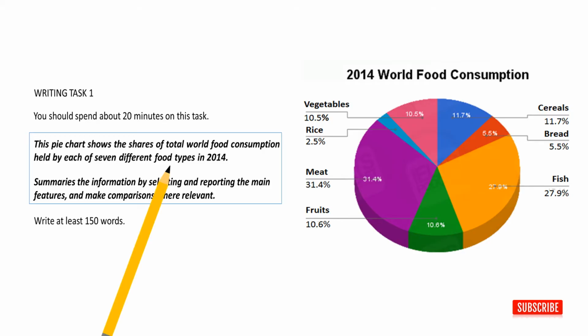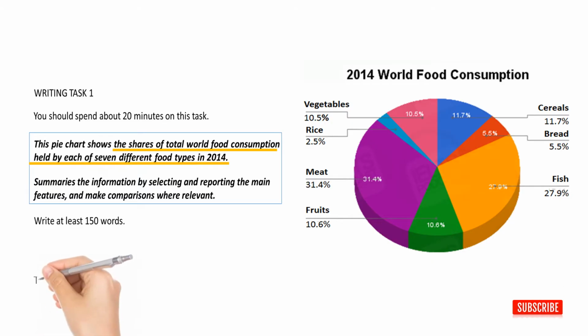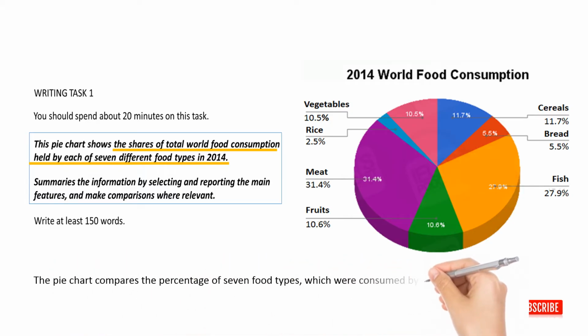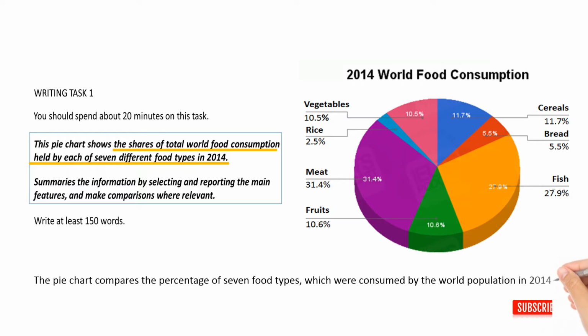In this case, the chart is divided up into the shares of total food consumption held by each of 7 different food types in 2014. Now, let's write a report describing the pie chart. The easiest part of the report is to write the introduction. For this, you simply paraphrase the topic sentence. Here is how I wrote it. The pie chart compares the percentage of 7 food types which were consumed by the world population in 2014.